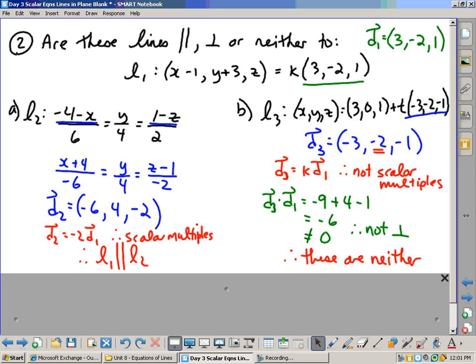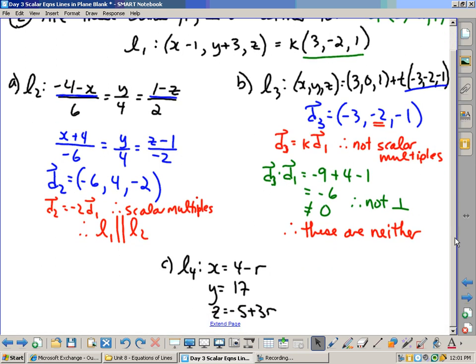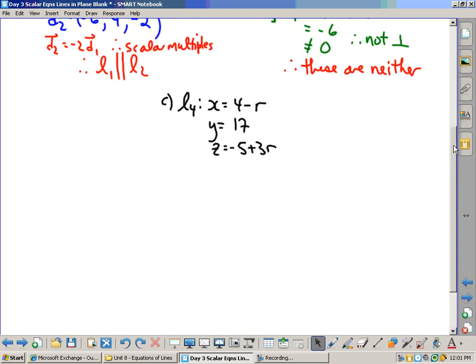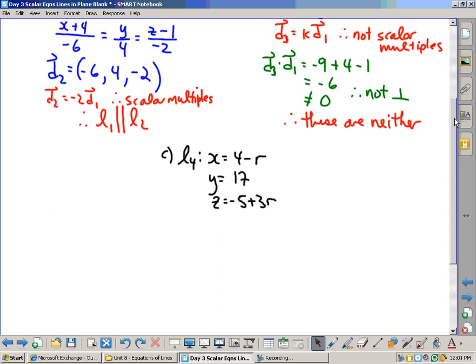So I've got a third example, and I'm sure by process of elimination you could figure out what this one's going to be, but let's check. In this third example, again, it's in a different form. This one's in parametric form. We have to get the direction vector. The direction vector in this case will be the coefficients on the r. So the direction vector has -1 as the coefficient there. There is no r here, that means it must be a 0. And this is a 3. So there's our direction vector.